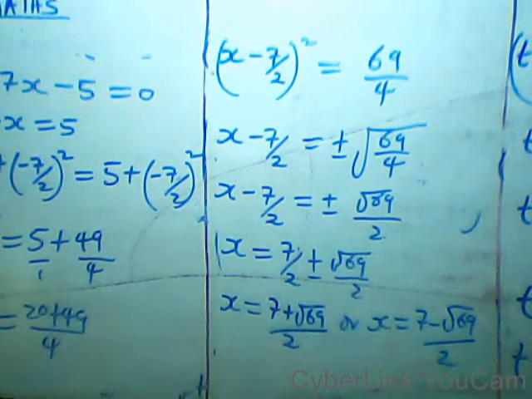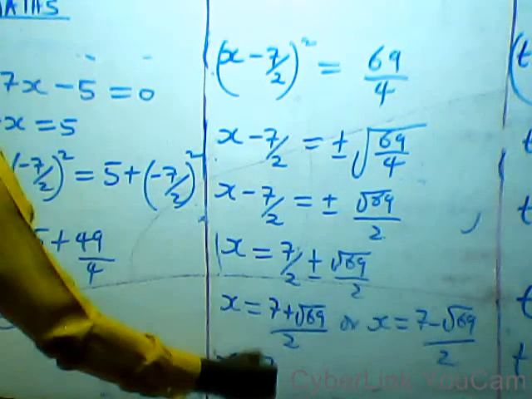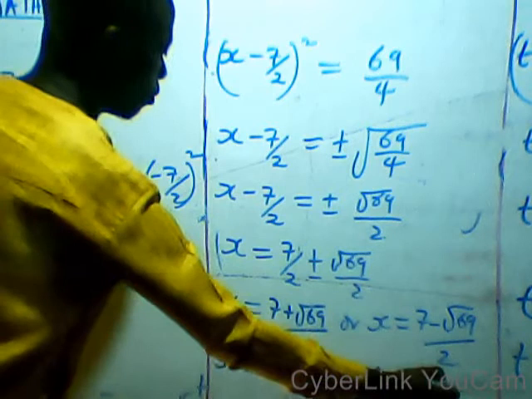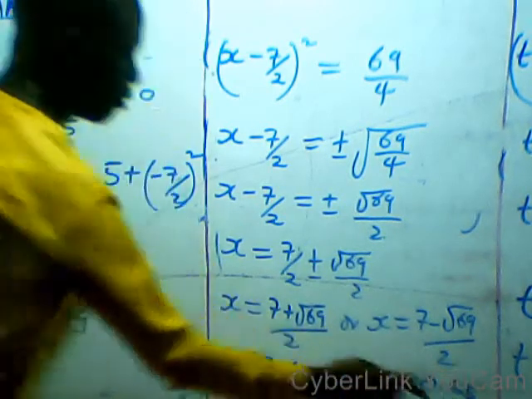And if you press the calculator very well, you're going to have x equal to 7.6, or x is equal to minus 0.65 for the other one. So that's it.